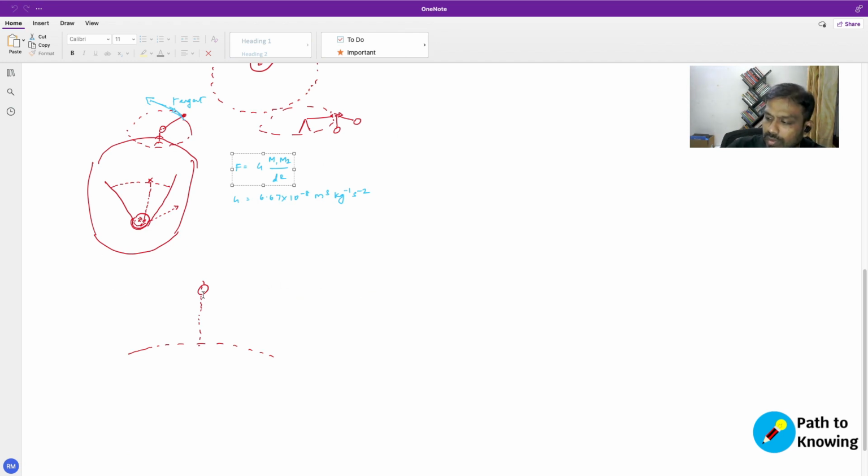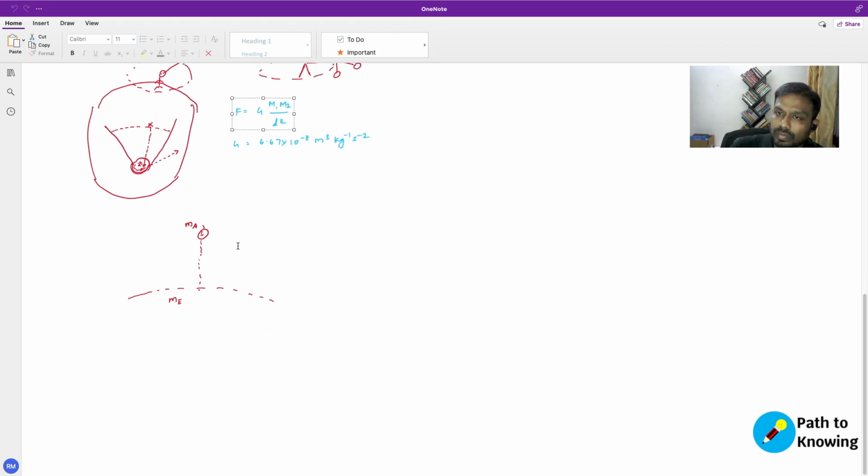So now let's consider this to be object A, MA, and let's consider the mass of the Earth to be ME. Let's consider this to be the center of the Earth, and let's consider the distance between the center of the Earth and the center of the object to be D. Now this means that the force between the object, this could be your apple, and the Earth, if you call that F, is equal to the gravitational constant G times MA times ME over D square, right? So in this case, the D is obviously the distance between the center of the Earth and the center of the object, which is closer to you.